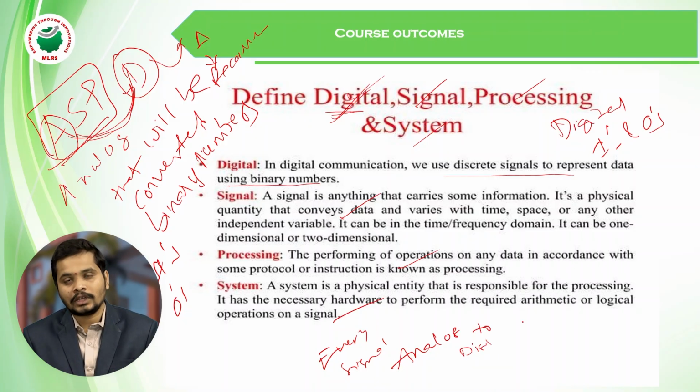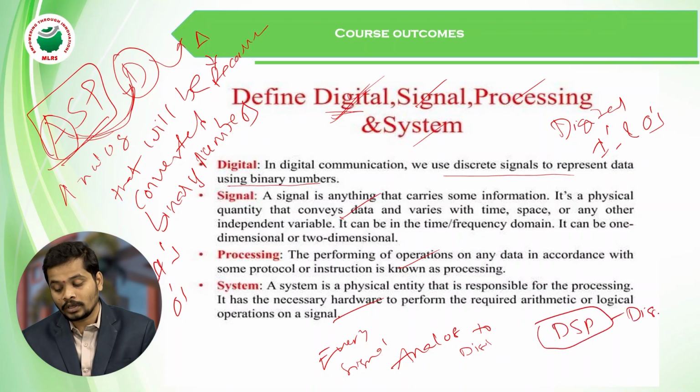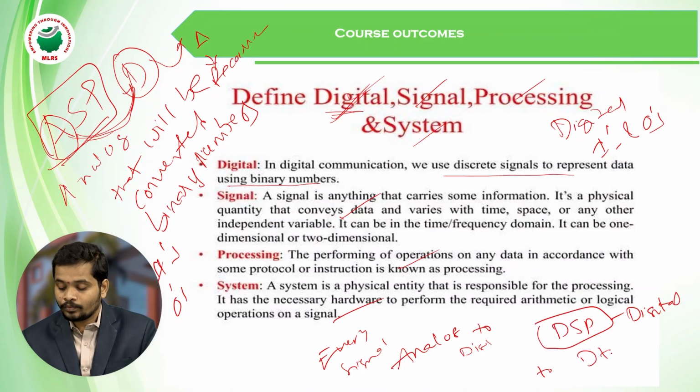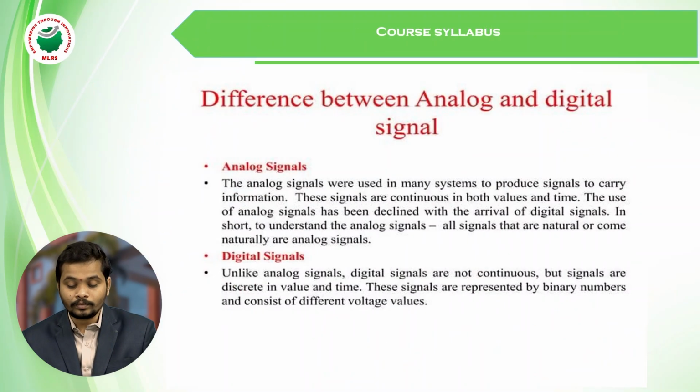Then after that, the digital processor DSP will give what? A digital signal only. That digital signal has to be changed again to an analog signal to be understood by human beings or any receiver. So that's why you again need D to A converters. So this is about digital signal processing in brief.